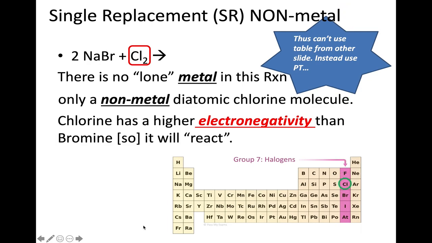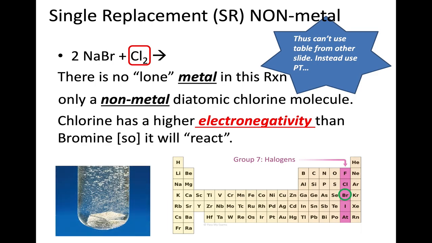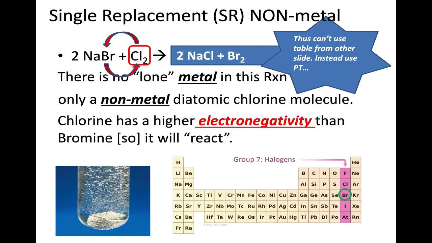So it will react. There's chlorine. It's higher on the periodic table than bromine is. So there will be a reaction. So in this case, the chlorine will kick out the bromine that's bound up. And the bromine will be freed up. So you get 2 sodium chlorides plus bromine. So the bromine gets kicked out and chlorine takes its place.